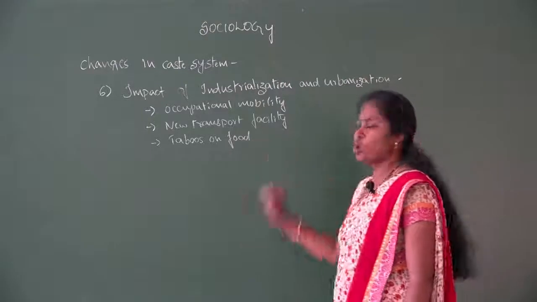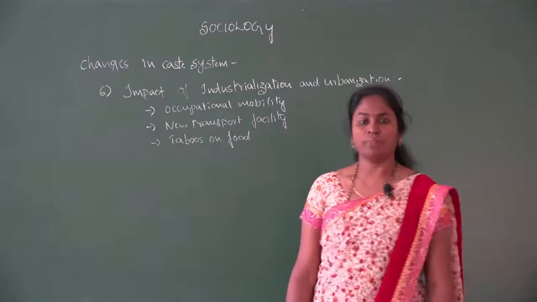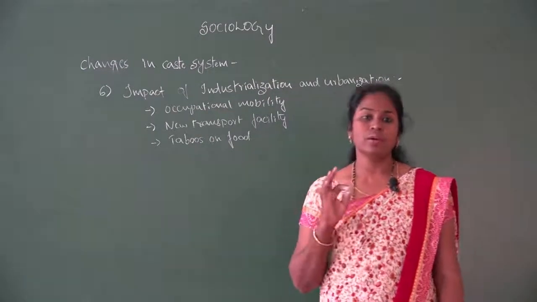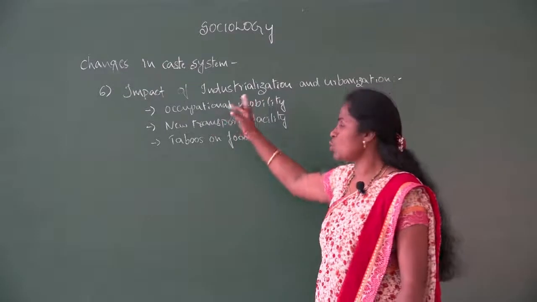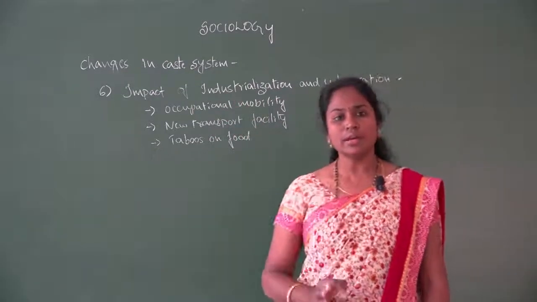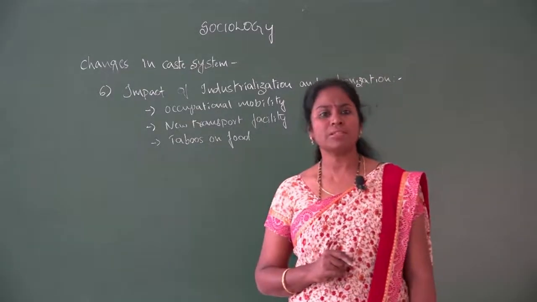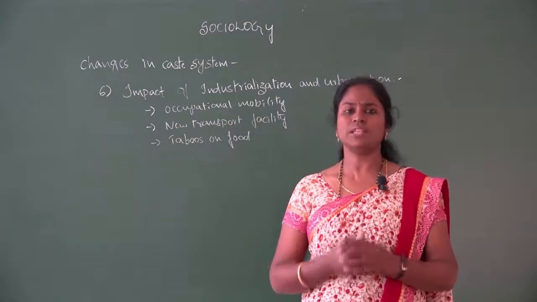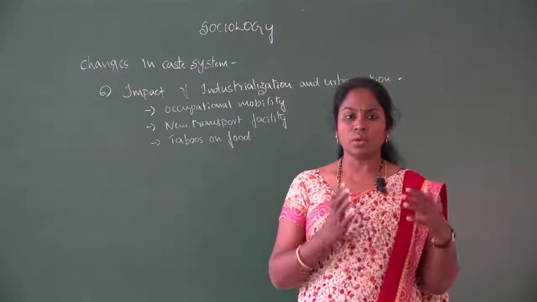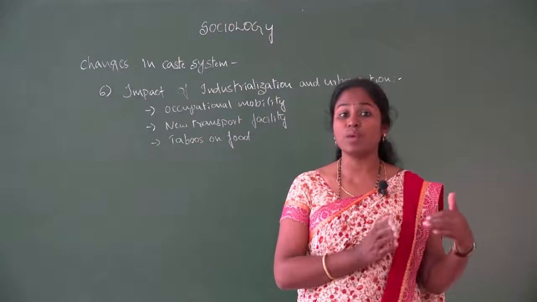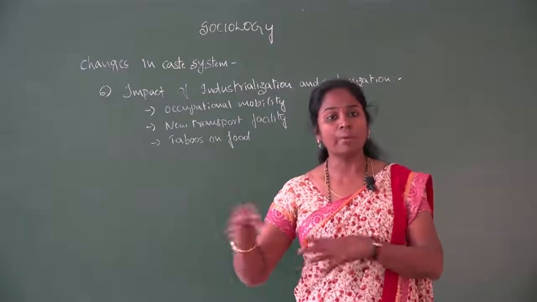Sixth point, impact of industrialization and urbanization. When the Britishers came to the Indian society, they introduced new systems in the society. In that, industries is one of them. They introduced the industries to the Indian society. So when they introduced the industries, many people started getting occupations here, and they started getting attracted to these industries. Here we can see the occupational mobility in the people, that is, people started moving from one place to another, especially from the villages to the urban areas.